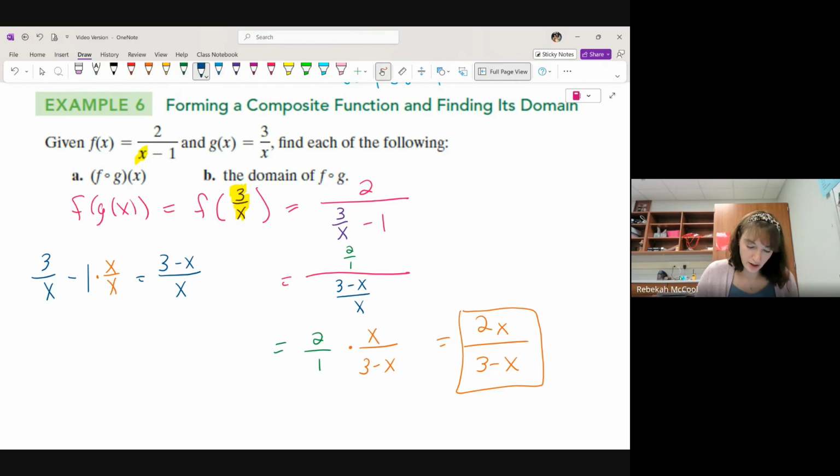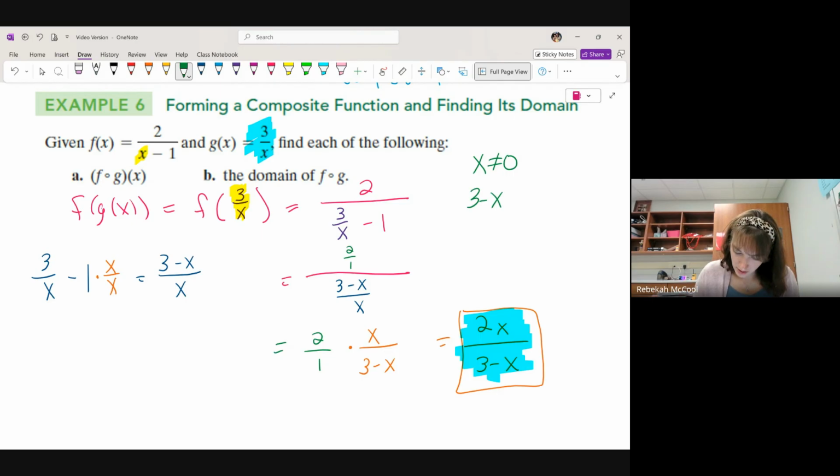And so then we need to check our domain issues. Remember, we're going to check 2 places for the domain. We're going to take the inside function, that's our 3 over x, and we're going to take the composed function. That's where we're going to get our domain issues. So my inside function here is the 3 over x, so I just care about the x in the denominator. That tells me x cannot be equal to 0. And then I need to look at the composed function, so that's my 3 minus x. That can't be equal to 0, which means negative x can't be equal to negative 3, which means positive x can't be equal to positive 3. And so that's where we're going to have our domain issues.